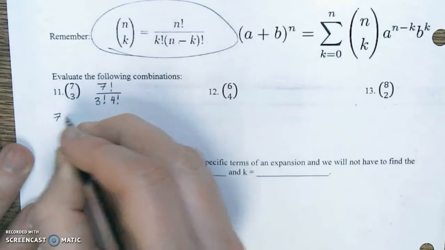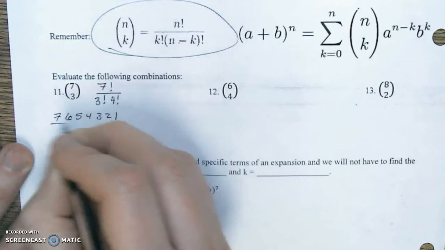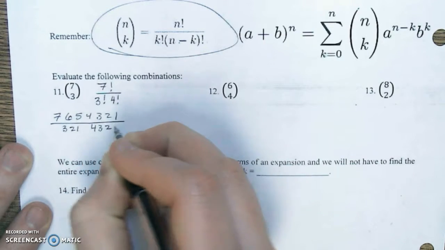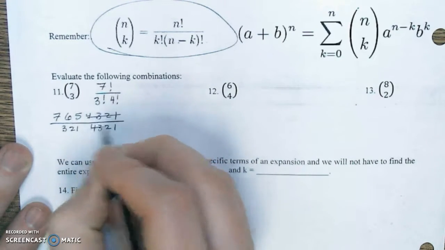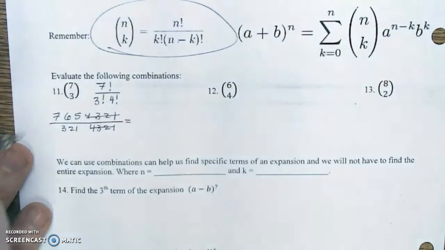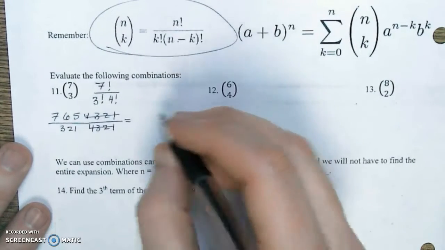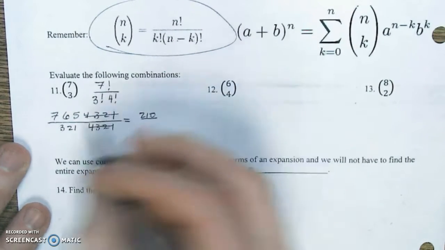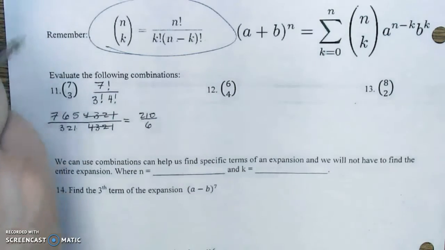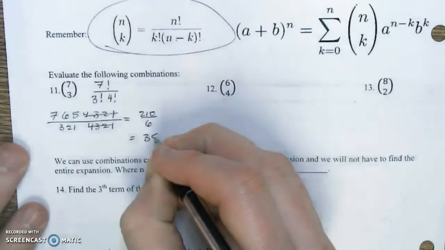And if we do it all out, 7, 6, 5, 4, 3, 2, 1, over 3, 2, 1, and 4, 3, 2, 1. My 4, 3, 2, 1 is going to cancel, and I get 7 times 6 times 5 on top, which is going to be 210. And then I have 3 times 2 times 1, which is going to be 6 on the bottom. And so that is giving me 35.